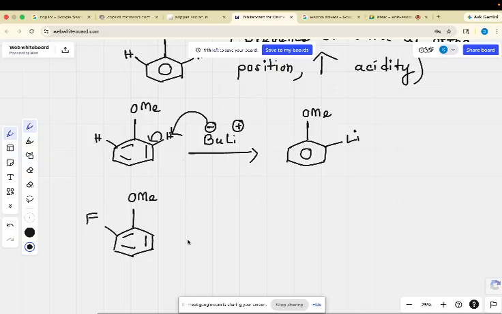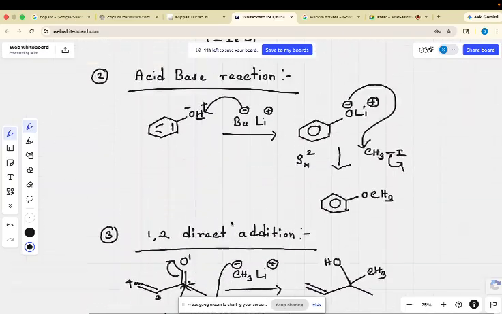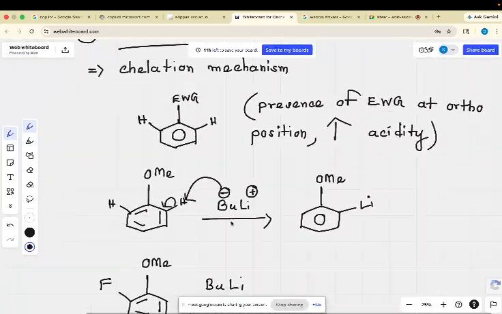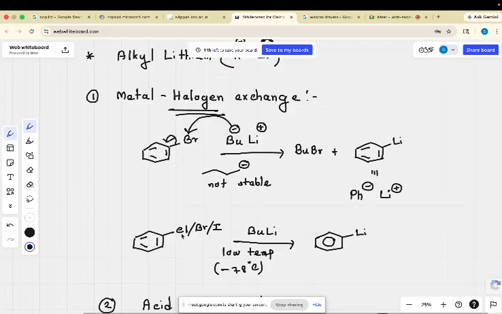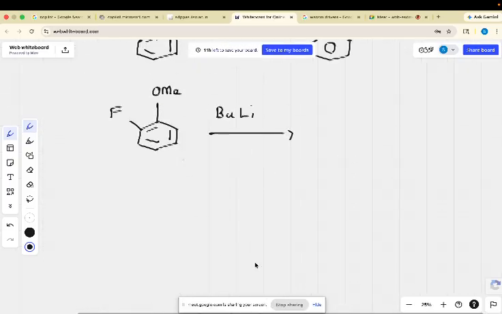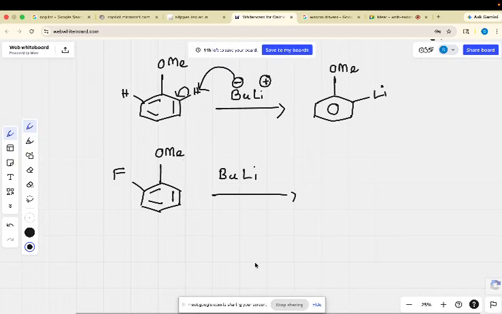Okay, so suppose you have this molecule and here I am giving butyl lithium. What will happen? Metal halogen exchange? Fluorine cannot take part, because the carbon fluorine bond is very strong due to the high electronegativity of fluorine. Here I have not mentioned chlorine, bromine, iodine. So metal halogen exchange is not possible here. Ortholithiation will take place.